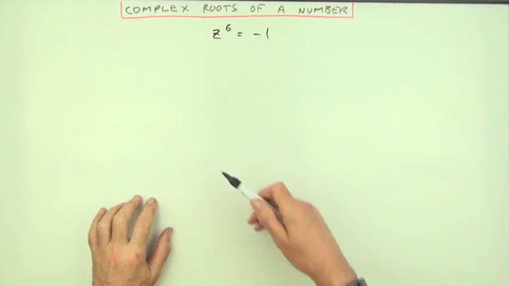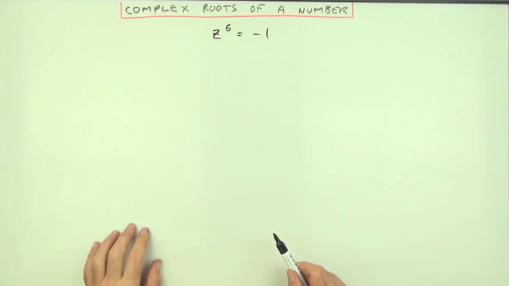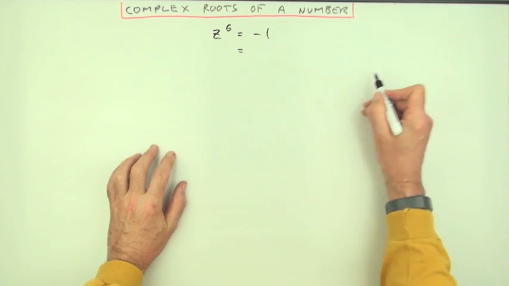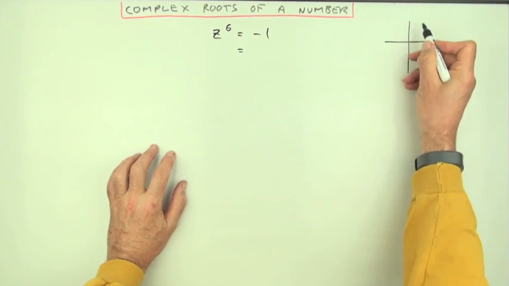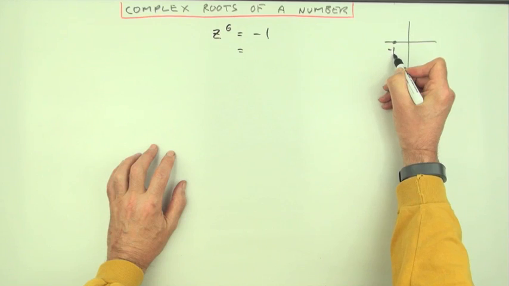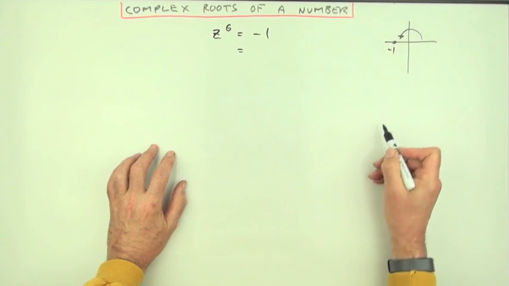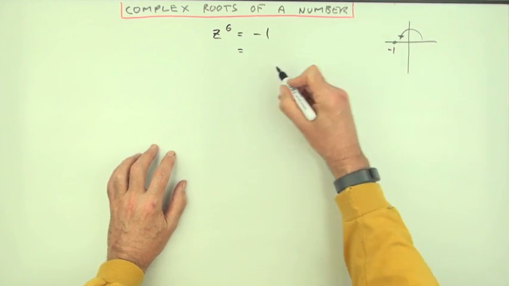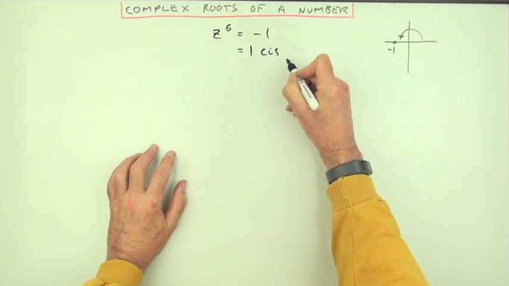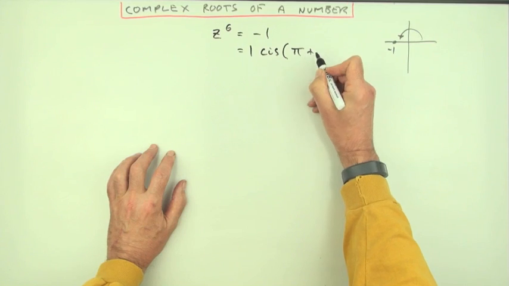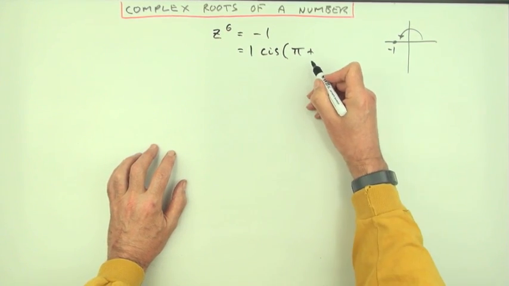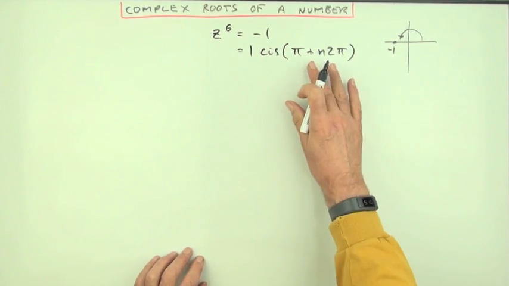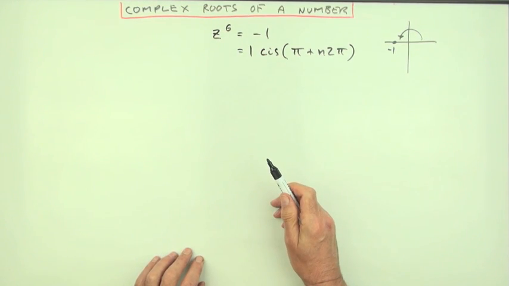We'll try it for a negative number this time instead of those positives. Well, first of all, what would that be in polar form? Well, where is -1? A quick little sketch of an Argand diagram. There's -1. What's its argument? Pi. Modulus, distance from the origin, 1. So it's 1, and I'm just going to put cis, and that's pi, but put in the full argument plus n lots of 2 pi. That's the important thing when you're trying to find these complex roots.